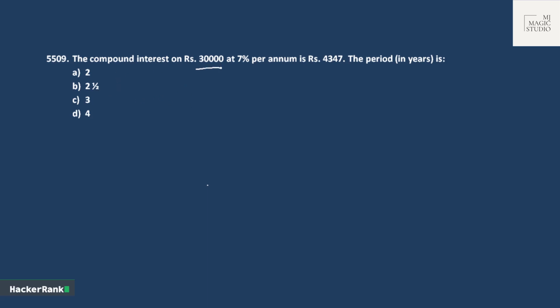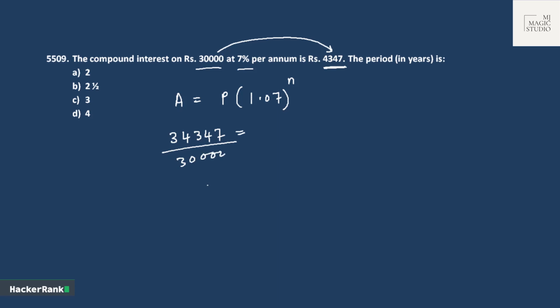Another one from compound interest. Compound interest on rupees 30,000 at 7% is 4347. Find the period. Okay. Amount is equal to principal into 1.07, interest rate is 7%, to the power n. So amount is principal plus interest, 34347. I have added this 30,000 with 4347. If I divide by P, 30,000, this is 1.07 to the power n.